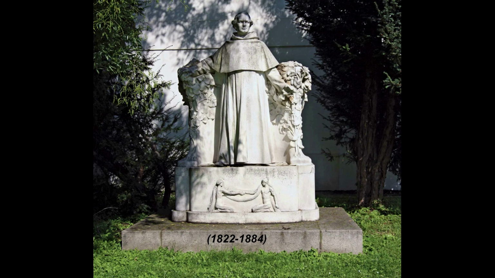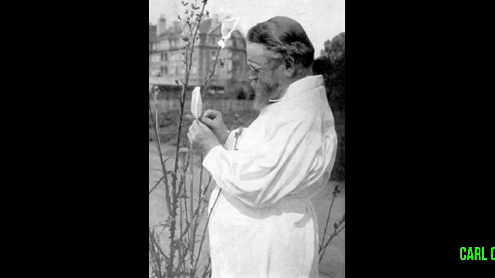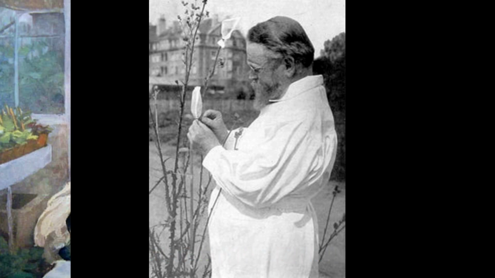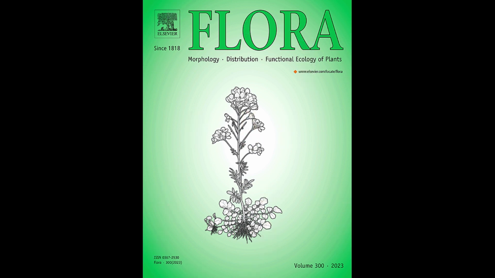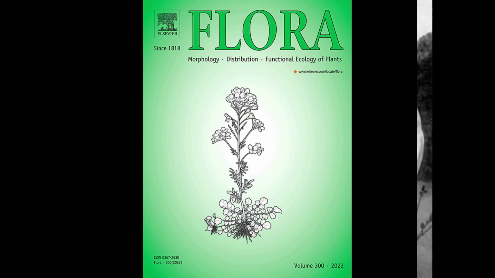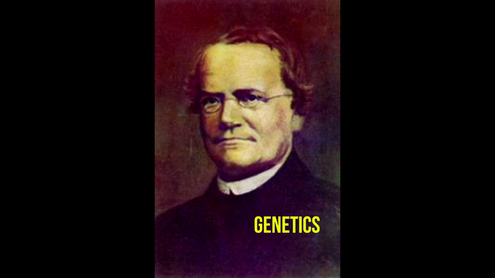Then, after the death of Mendel, in 1900 his findings were rediscovered by three scientists: Hugo de Vries from Holland, Karl Correns from Germany, and Erich von Tschermak from Austria. Then de Vries published Mendel's work in a new journal, Flora, in 1901. Correns postulated Mendel's laws, which are famous nowadays. This led to the birth of a new branch of biology, that is genetics.